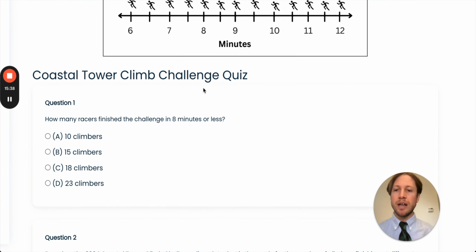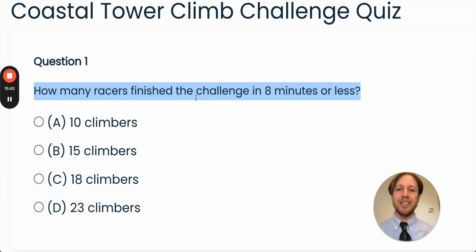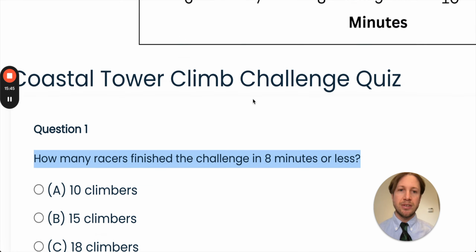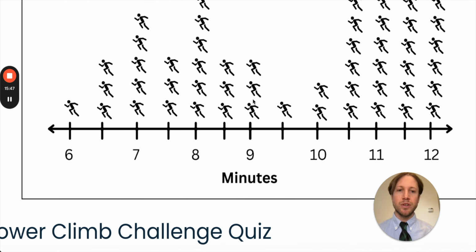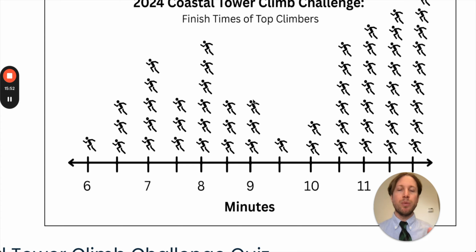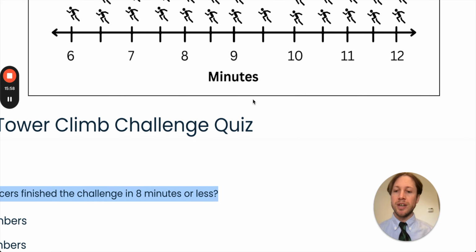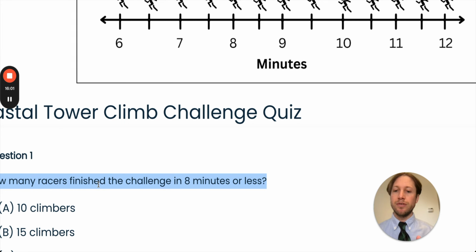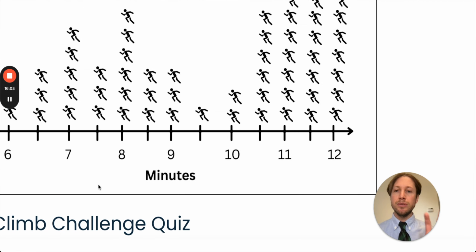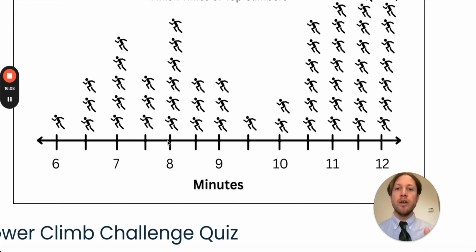Now let's move on down to question number 1, which reads, how many racers finished the challenge in 8 minutes or less? Oftentimes with numbers, we want more, but in a race, the people who finished fastest will have the smallest time, and they finished with the best. So this question asks how many racers finished in 8 minutes or less, so that includes 8 minutes. We want to start at 8 minutes and count the number of runners who finished in 8 minutes or under.